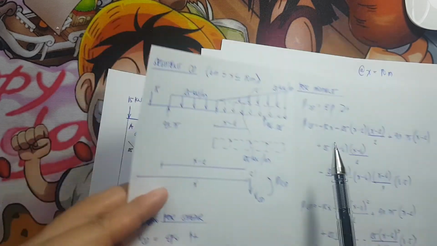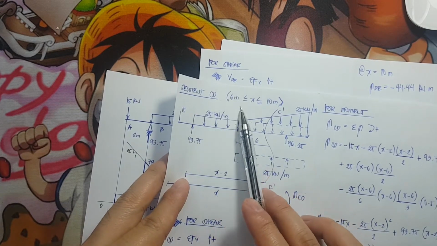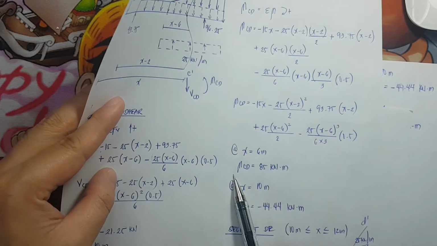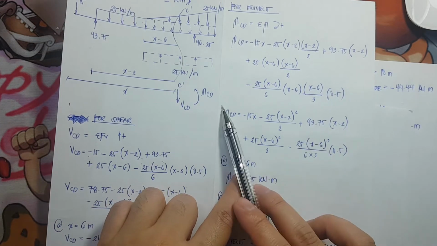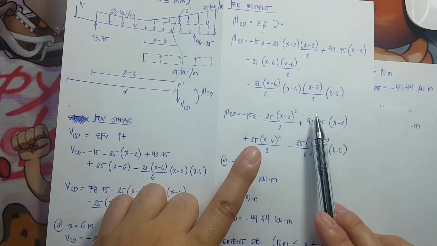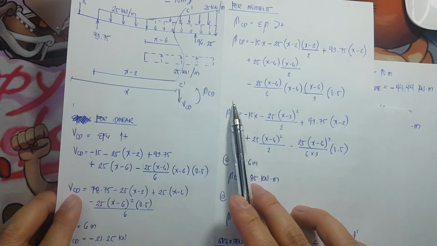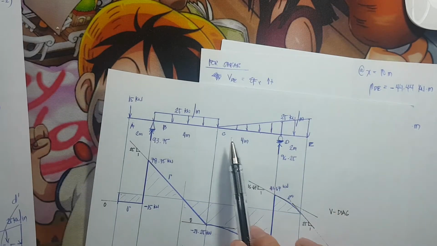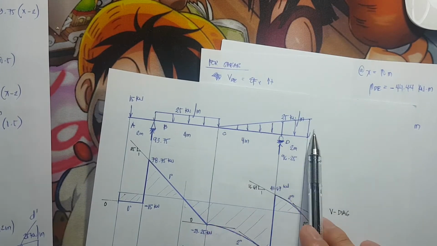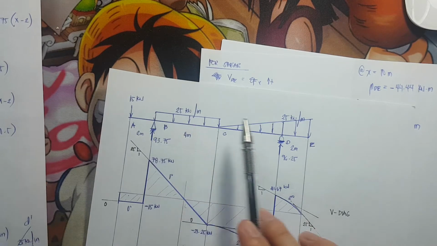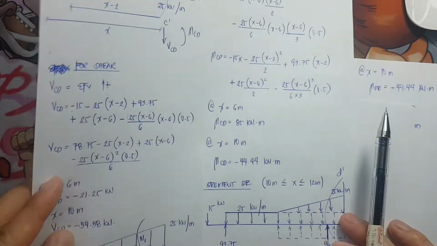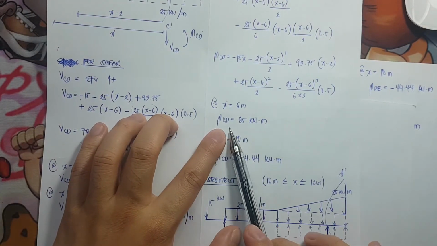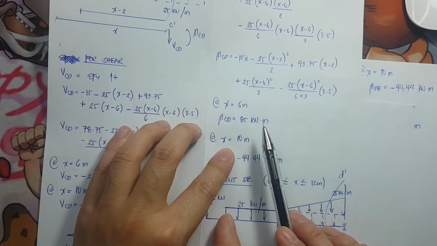Okay? So, at x is equivalent to 6 meters, substitute 6 meters to your equation for moment at point CD. Take note, this moment equation can only be used at this segment. Hindi mo pwedeng gamitin sa ibang segment. Analysis ng ibang segment. Okay? Therefore, the moment at CD is 85 kilonewton meter.